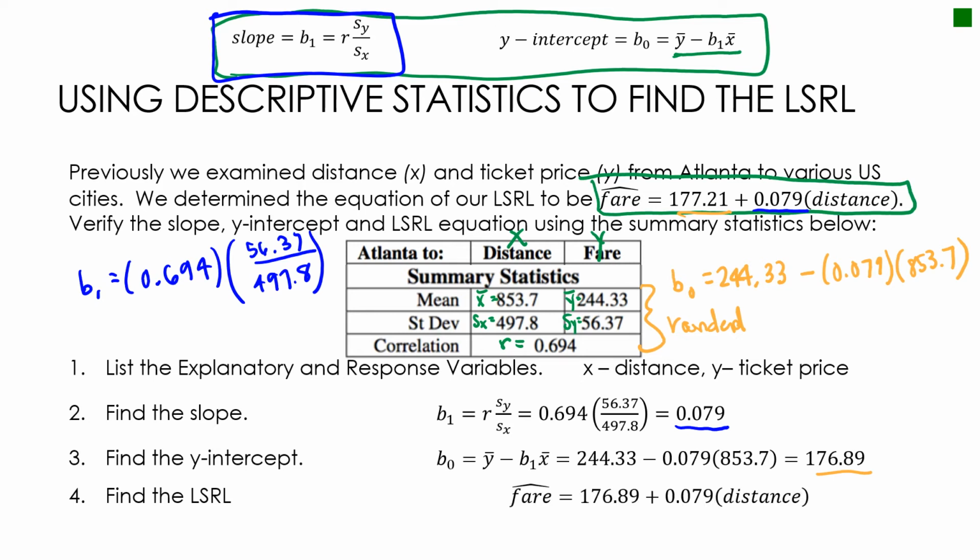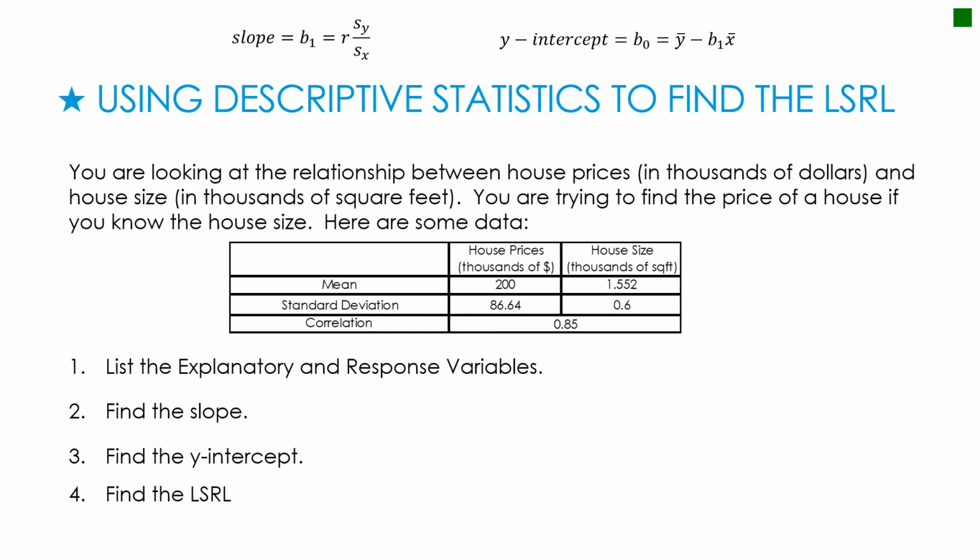I'm going to put them all together in the correct format, which is of course using the variable names and the hat over the y variable. So I'm saying fair hat equals 176.89 plus 0.079 times distance. So I have one of those for you to try as well.